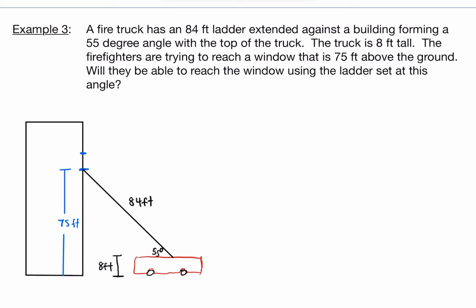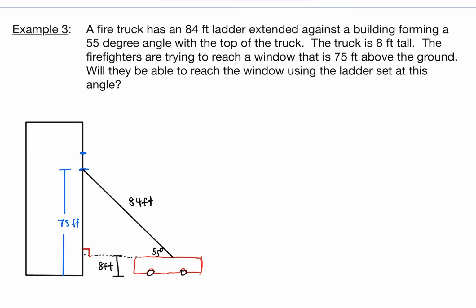We can draw a dotted line here so that we recognize that this is actually a right triangle. Whoops, let's draw this again. There's the right triangle. Hopefully this diagram is accurately depicting what is being told to us in this word problem. And the question here, always keep the end in mind, is will they be able to reach the window using the ladder set at this angle?